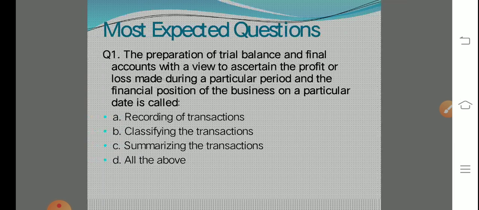So our first question is: the preparation of trial balance and final accounts with a view to ascertain the profit or loss made during a particular period and the financial position of the business on a particular date is called. Our options are A. Recording of transaction. B. Classifying the transactions. C. Summarizing the transaction. And D. All the above. So let's see what is the correct answer. And our correct answer is C.